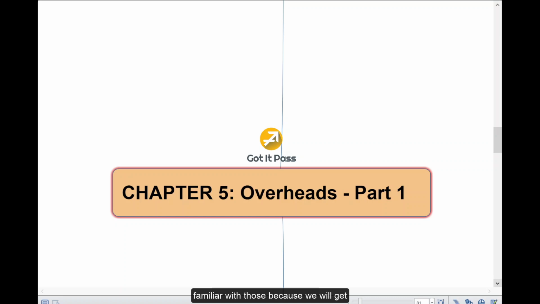We've got to be familiar with those because we will get OT questions in the exam that are fairly basic level. Literally no calculations, just memory of the definitions that we see in this type of chapter. And there's more to come in the next parts.